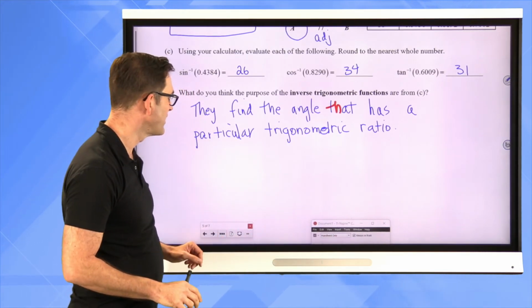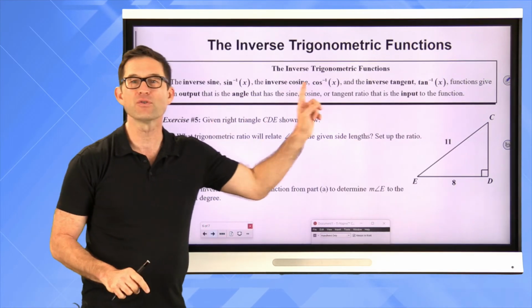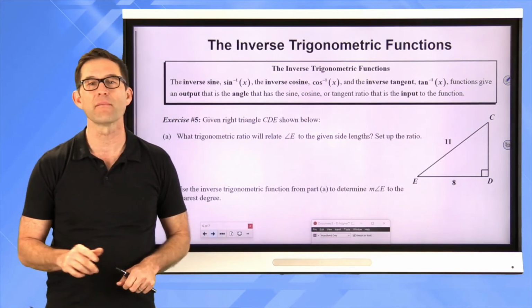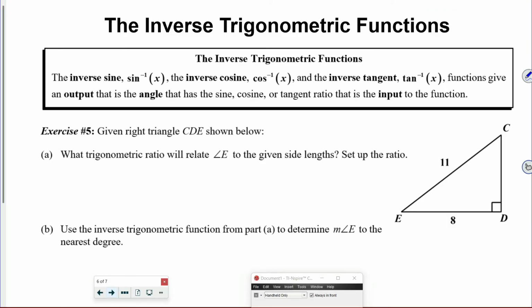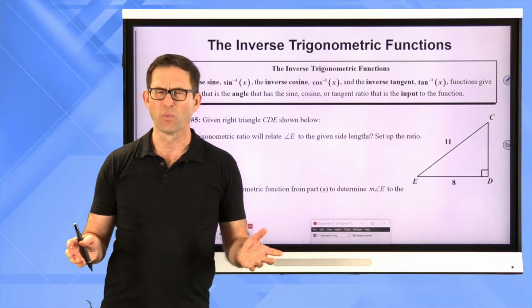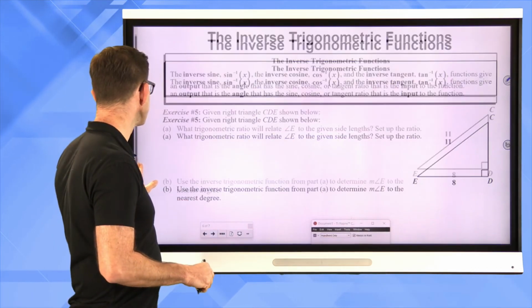Let's take a look at how that's done. The inverse trigonometric functions. Let's talk about these for a minute and then we'll see how to use them. The inverse sine, or sine with a little -1, the inverse cosine, the inverse tangent functions give an output that is the angle that has the sine, cosine, or tangent ratio that is the input to the function. All right, that seems weird. Let's see how it works in practice.